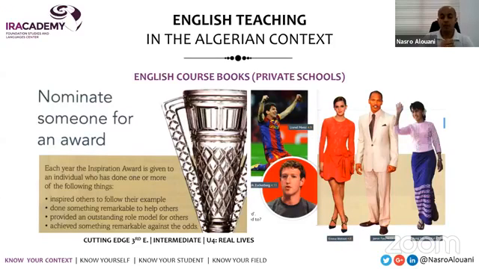The next example from the intermediate book, Real Lives, talks about nominating someone for an award. This award is called the Inspirational Award, for a person that inspires the students. And the people put here are all Europeans, of course, Westerners. There is only one Asian person, Aung San Suu Kyi, the governor of Burma, Myanmar. And you know what she did to the Muslims there in Arakan. But she's put here for an inspirational award. She did remarkable things, she helped others, and she inspired people to follow her example.